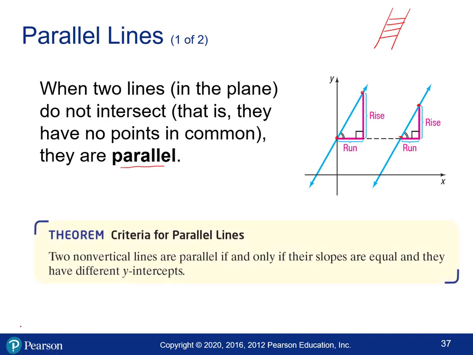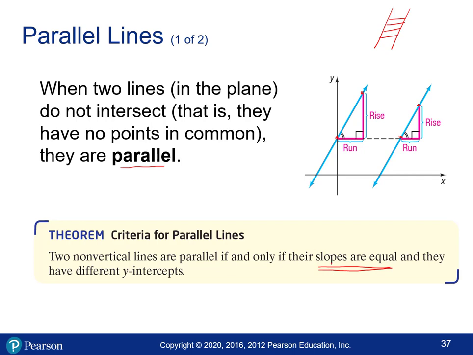And so we have a theorem for this. This is our criteria for parallel lines. Two non-vertical lines are parallel if and only if their slopes are equal, and they have different y-intercepts. So pretty much you're looking for the same slope.